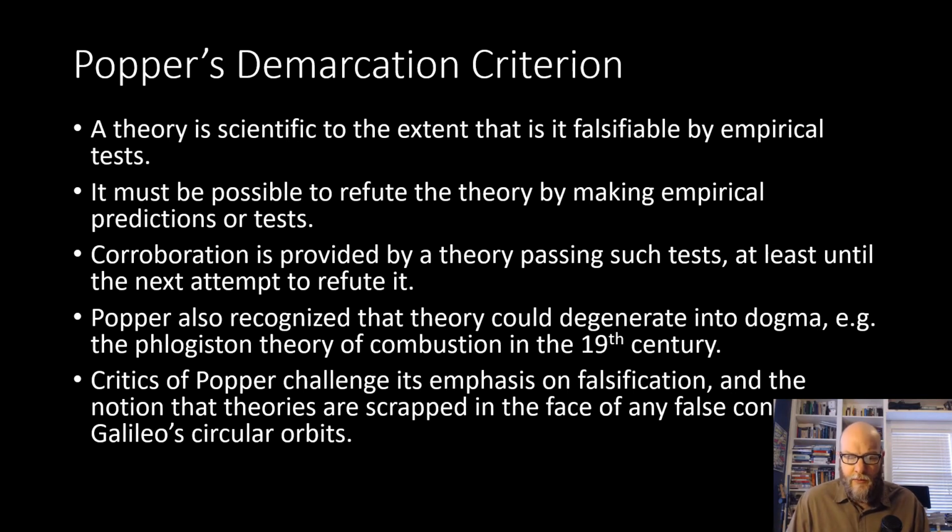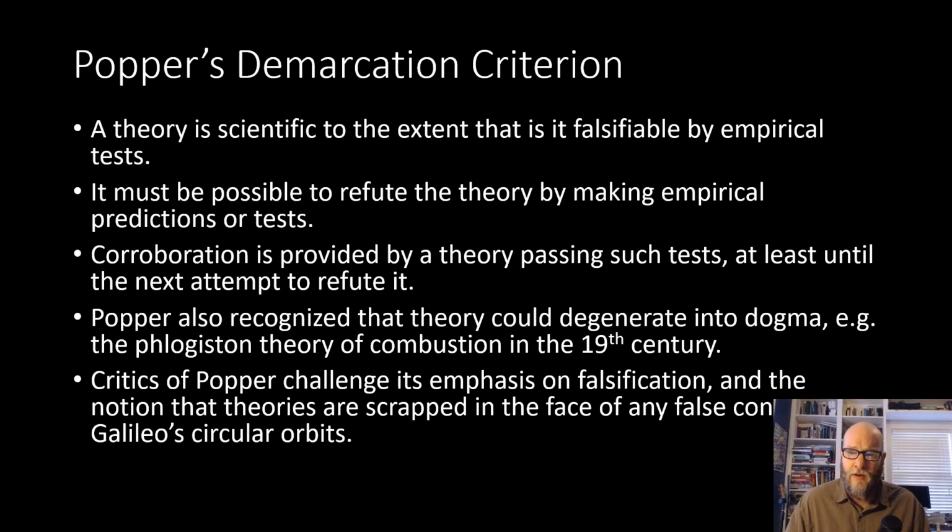Popper also recognized that theory could easily degenerate into dogma. Dogma being absolutist statements about the reality of the world or about the way that the world works. There was this theory called the phlogiston theory about combustion in the 19th century, and it was basically an offshoot of the concept of ether, which I'm sure you've never heard of, the idea of the ether that exists in the universe. These were early theories of physics that have since been disproven.